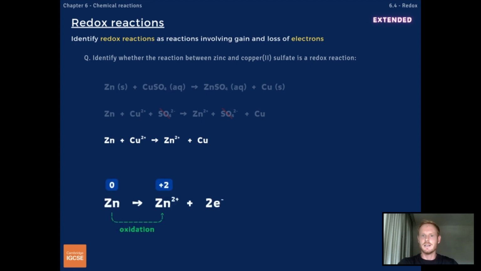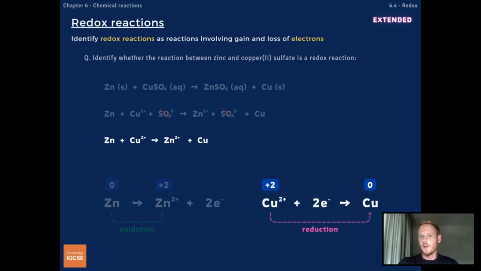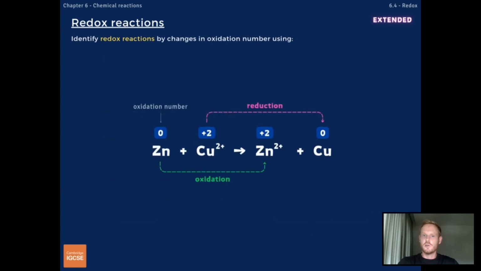The zinc atom has lost electrons to become a positive ion. Its oxidation number has increased from 0 to +2, so it's been oxidized. The copper ion has gained electrons to become a neutral copper atom. Its oxidation number has decreased from +2 to 0, so it's been reduced. You need to be able to identify redox reactions by changes in oxidation number.